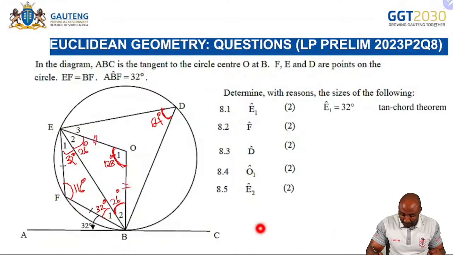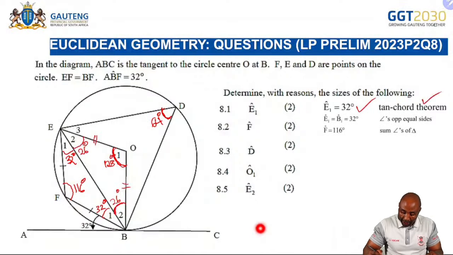The first one, E1, is going to be equal to 32 degrees. My reason, remember, as you are filling in the diagram, you are able to see what are your reasons. If you look at angle F, we found it as 116 degrees because we first of all found B1 as 32 degrees, then we used sum of angles in a triangle and we got it as 116 degrees. So statement, reason, and the reason there, we get our 2 marks.